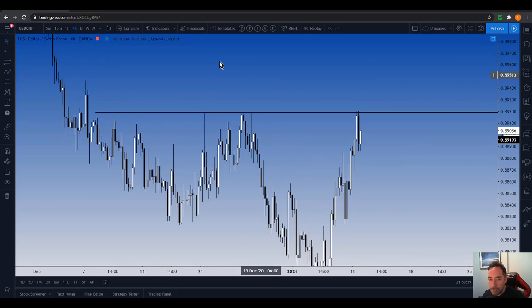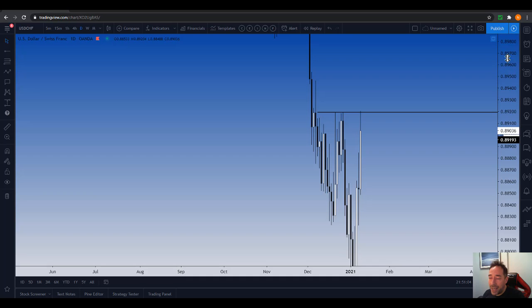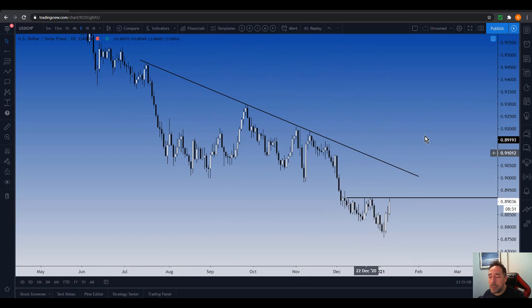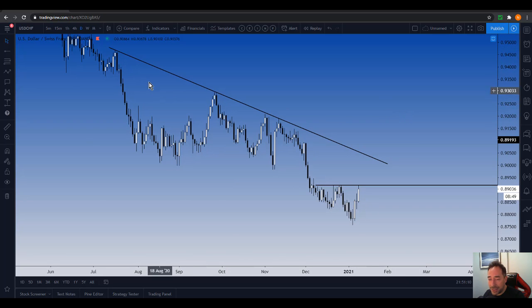So I'll move on to dollar Swiss, which does look interesting because, again, this would be counter trend trading. The momentum is absolutely on the daily time frame, it's to the downside, no getting away from it. It's dollar weakness, but we are coming into this, and we do seem to be testing this little area of resistance here.